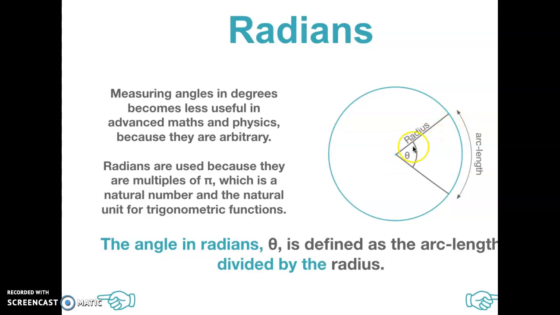If you take the radius length and apply it to the circumference to cut out an arc length, then what you do is you end up fractioning out a piece of a circle. So when this distance here is equal to a radius, the entire section here is a radian. So the angle in radians is defined as the arc length divided by the radius.